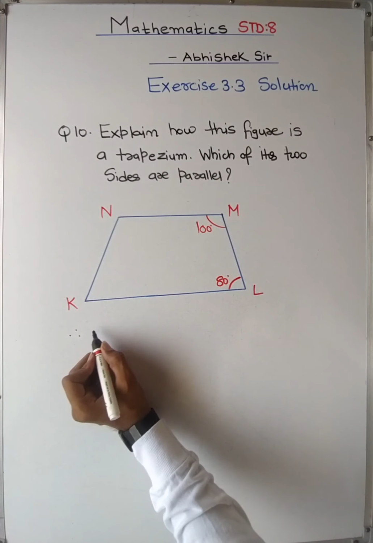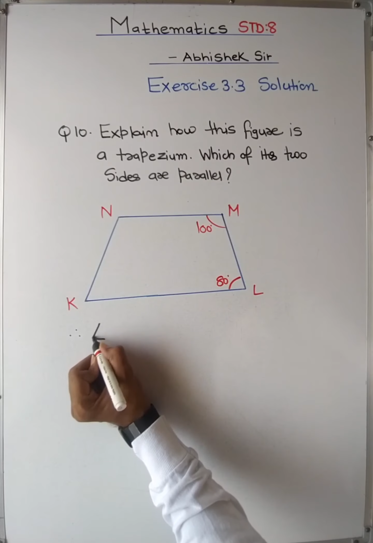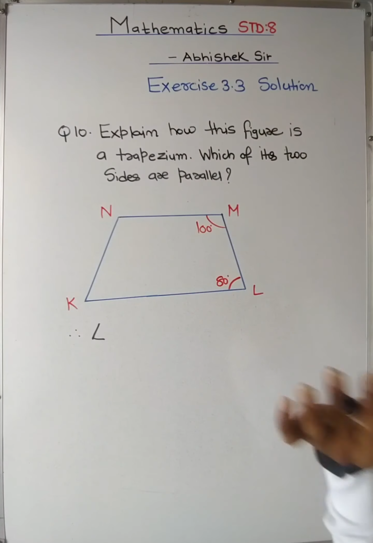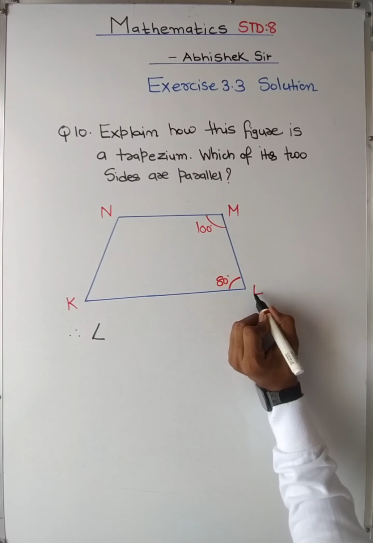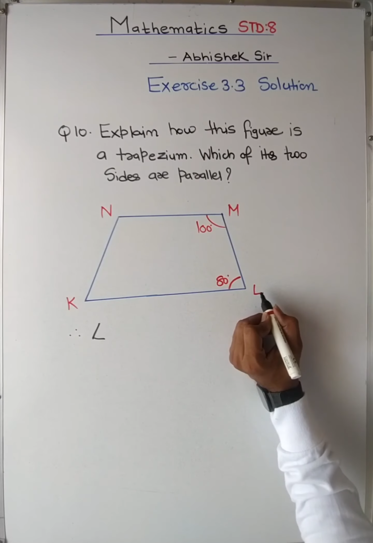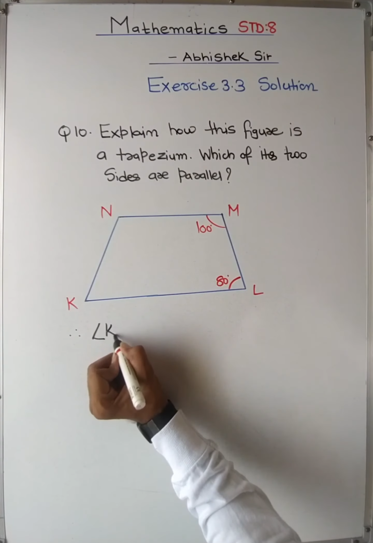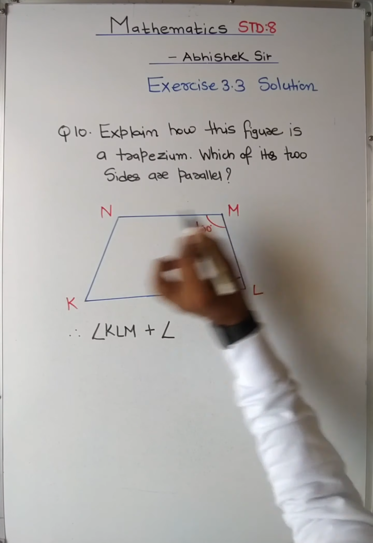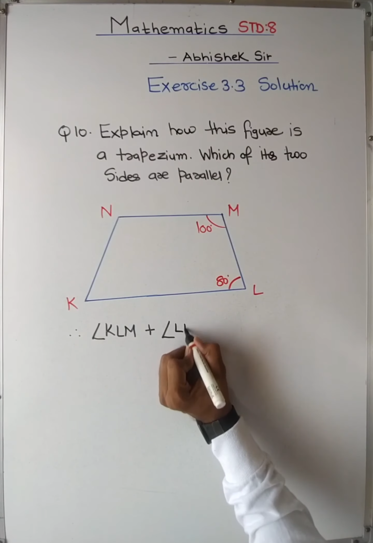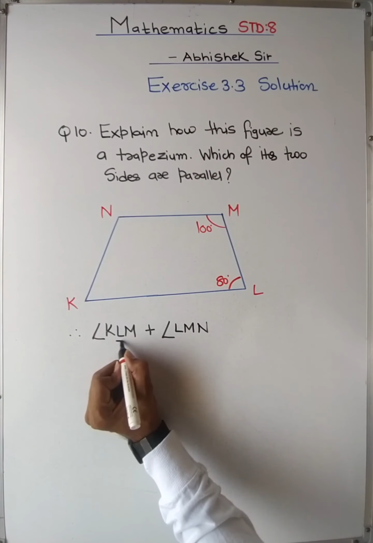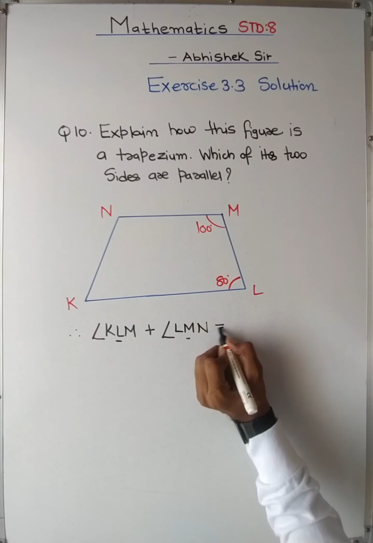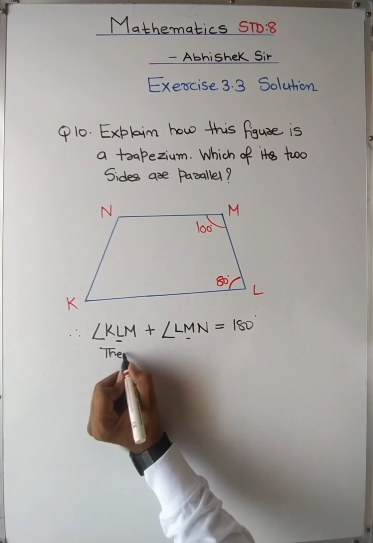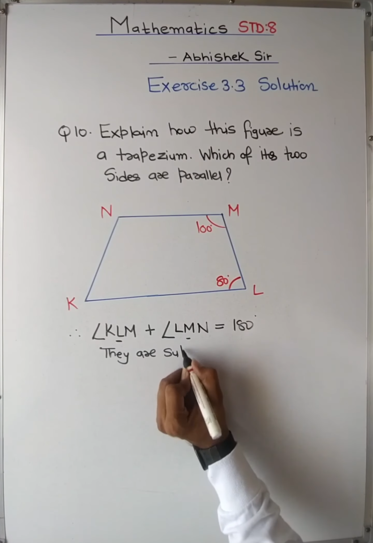First of all, angle L and angle M, if we add them, they are supplementary. How? Let us name angle L, but we will not write only L, we will write the full name. So KLM plus LMN, the middle ones you see, angle L plus angle M, that is 180 degree. That means they are supplementary.